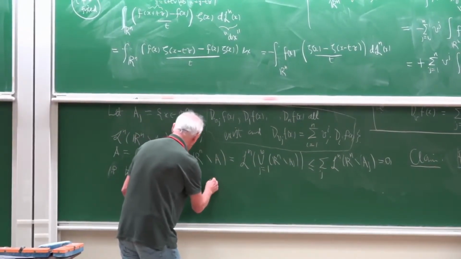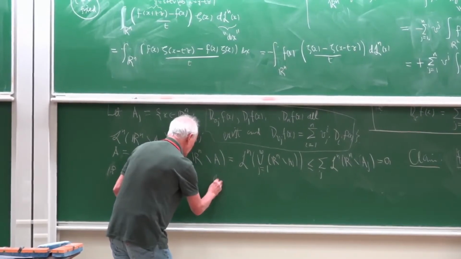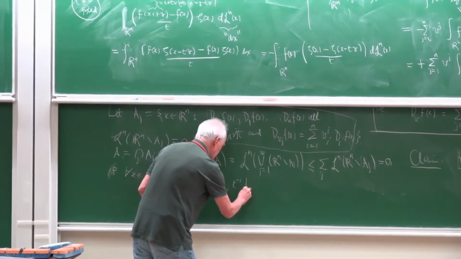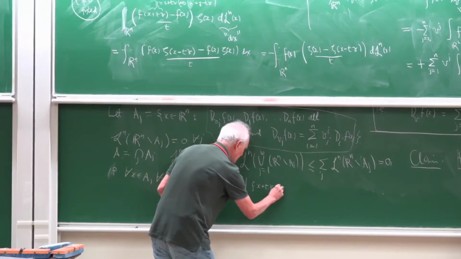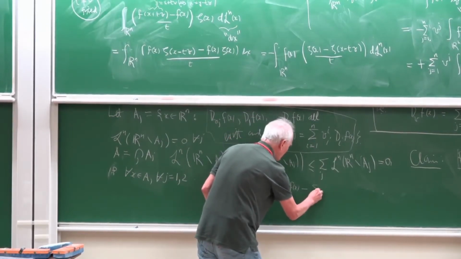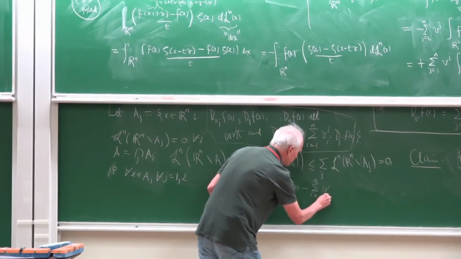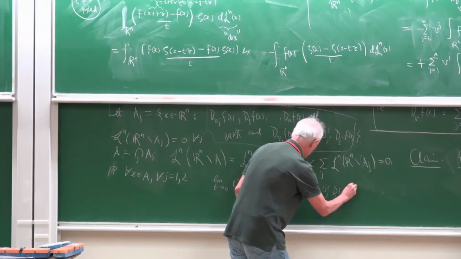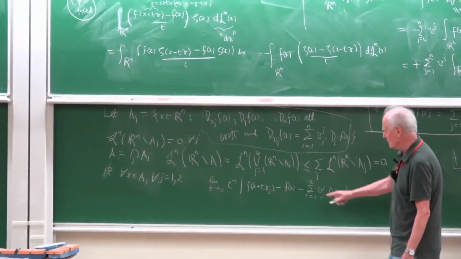So we have the limit as t tends to 0 of t to the minus 1 times f of x plus t vj, minus f of x, minus the sum i equals 1 up to n of vij di f of x, the partial derivative, that has a limit 0. So we have that to work with.